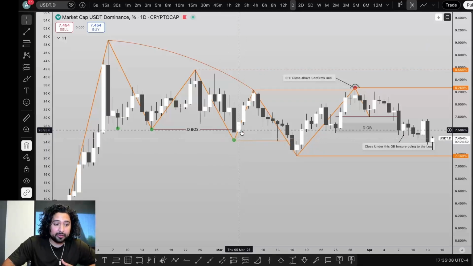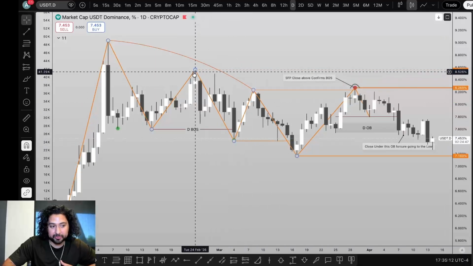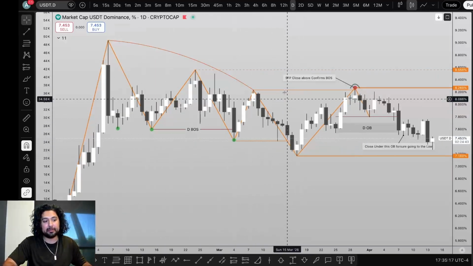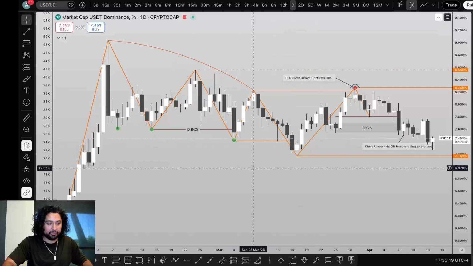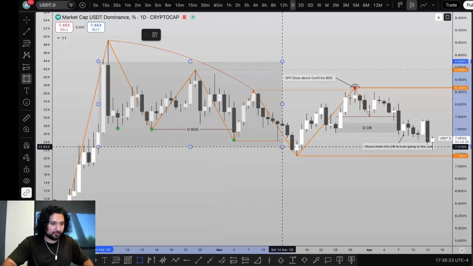Okay, so to validate this was a proper accumulation, the target would be the most recent high, which was this, and we didn't even get there. Instead, what we got was another drop, which created a PO3. But if this was a proper PO3, let me show you. It created a PO3 like this.